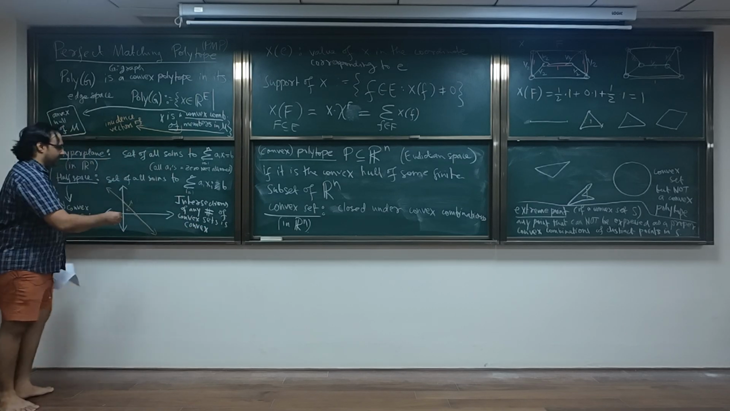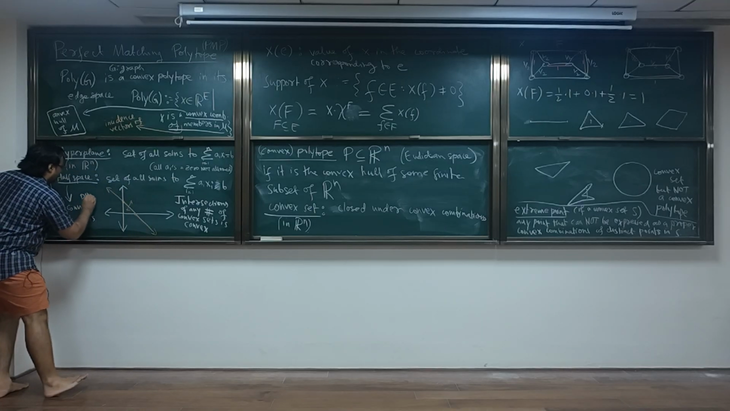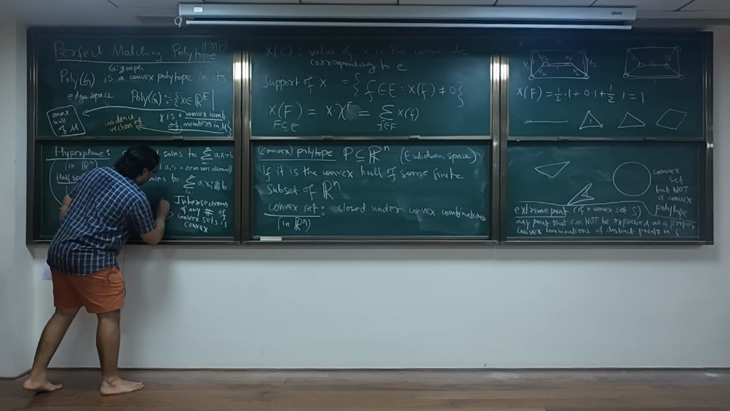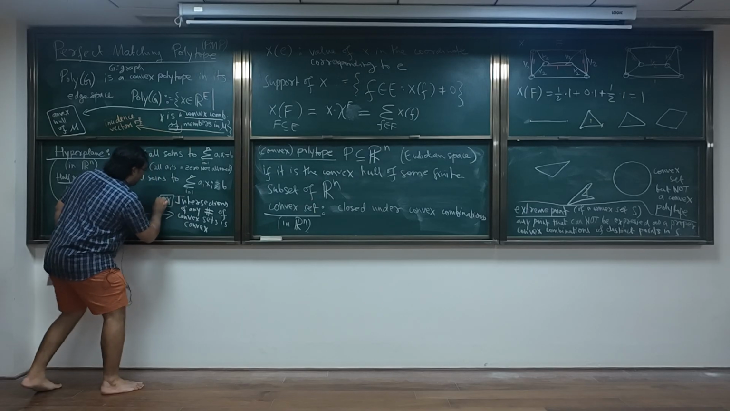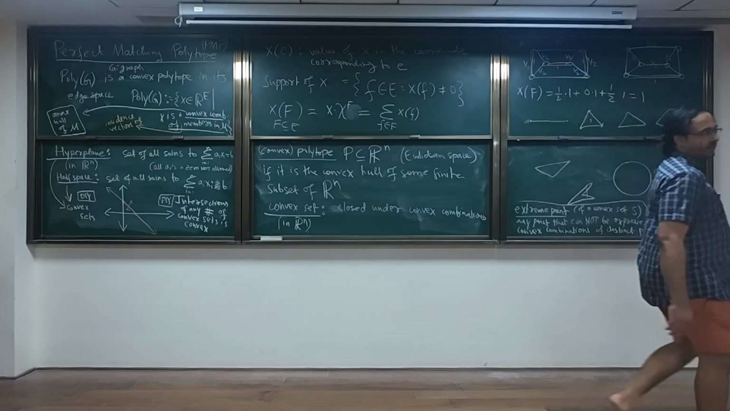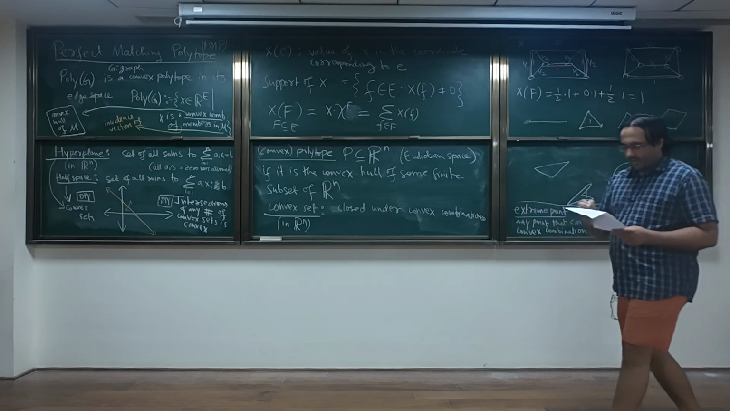Think about this. All of these are easy DIYs. They're not difficult. Half spaces and hyperplanes are convex. The intersection of any number of convex sets is convex. That is also a DIY. They are not actually difficult. It's just a matter of getting used to the definitions. In fact, doing them yourself will help you more than my telling you why it is true.